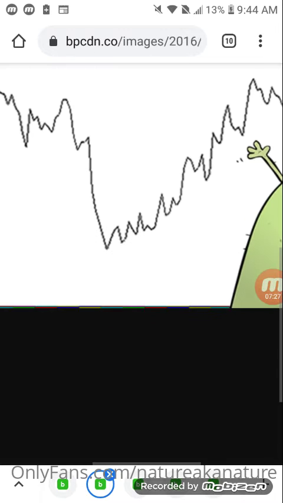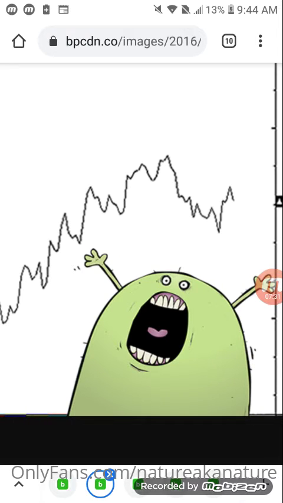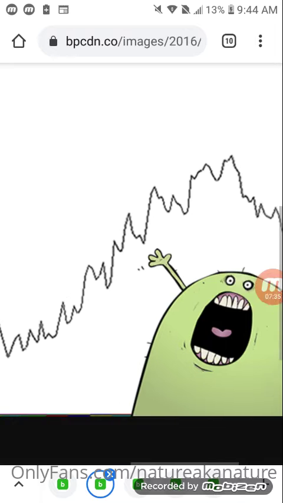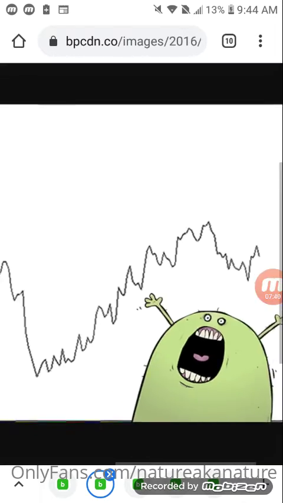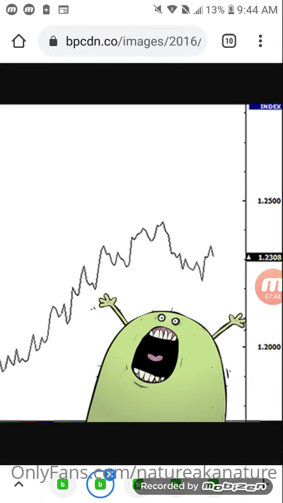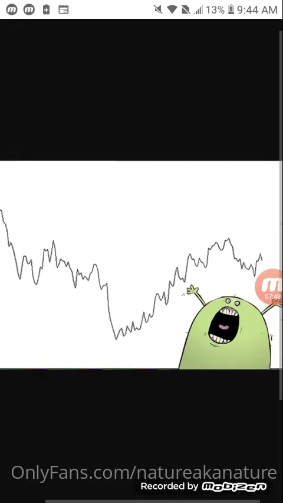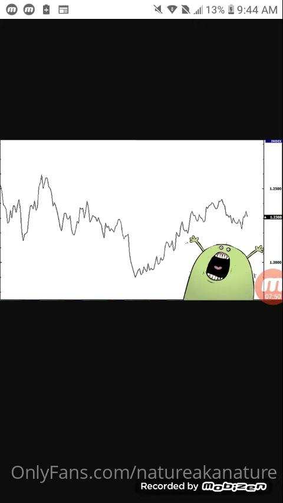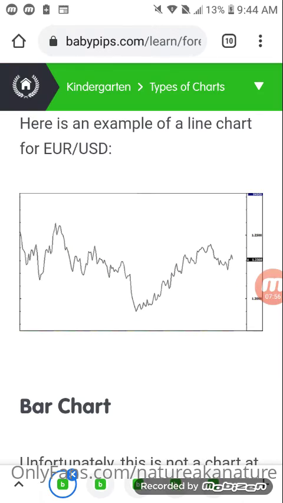Okay, it's a line chart right here. And you see how you can tell the overall trend. It's an uptrend. You can tell from the line charts too. So they don't really have as much data as the candlestick charts or the bar charts, but line charts are one of the three types of charts you can use.